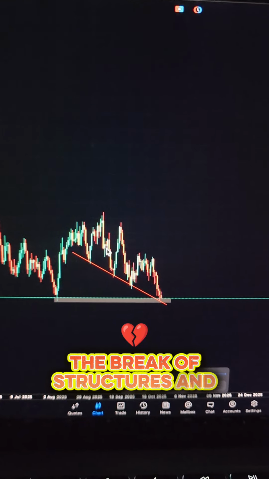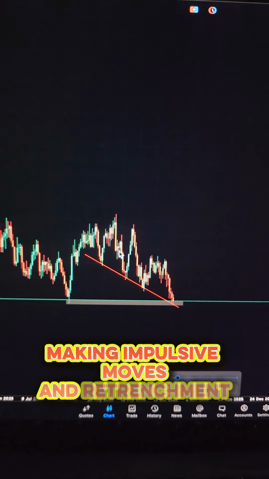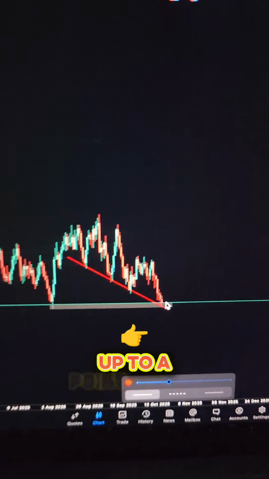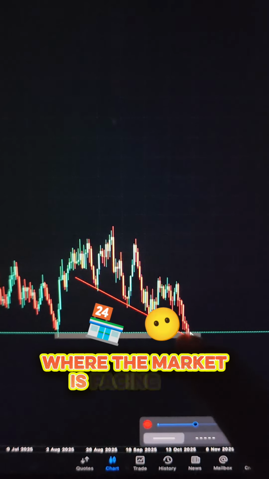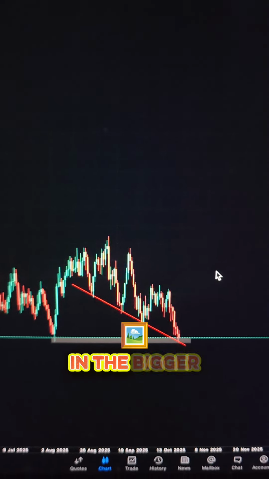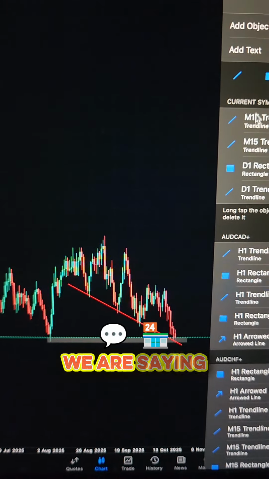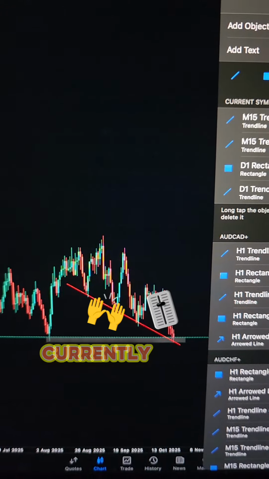At this point it will be doing the break of structures and making impulsive moves and retracements, creating lower lows, right, up to a point where the market is facing the support right here and the bulls are very powerful at this point. So it means that in the bigger picture we are saying that the market is currently at two major support levels, right? So it means that bulls at this point are very powerful. In the bigger picture we are saying the market is going to buy, right?